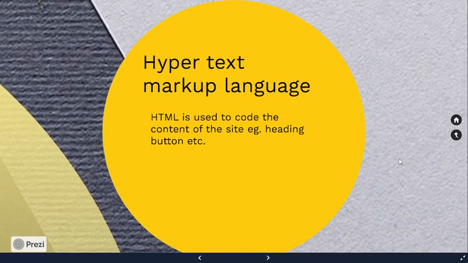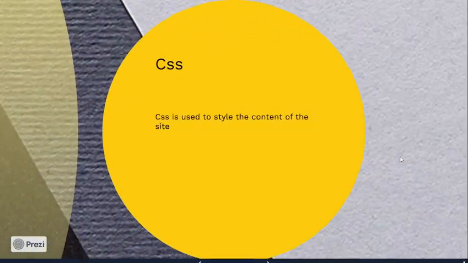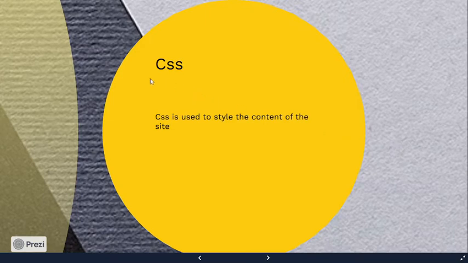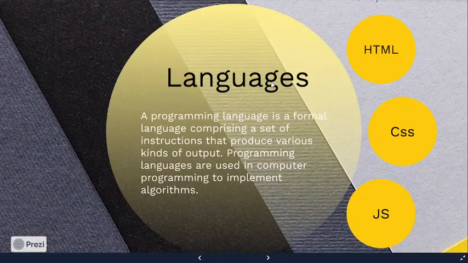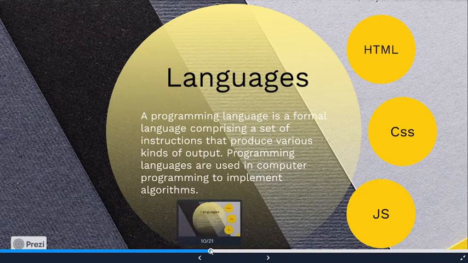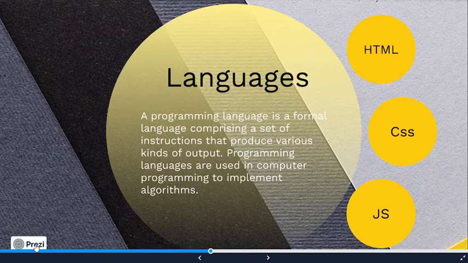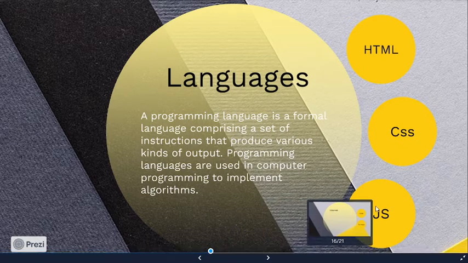Now let's know about CSS. CSS is Cascading Style Sheets. It is used to style the content of the site. It means that if we need this to have this much curve, or this button should be square, or this should be blue, or something should happen like my cursor should change when I mouse over this, all that is done by CSS.